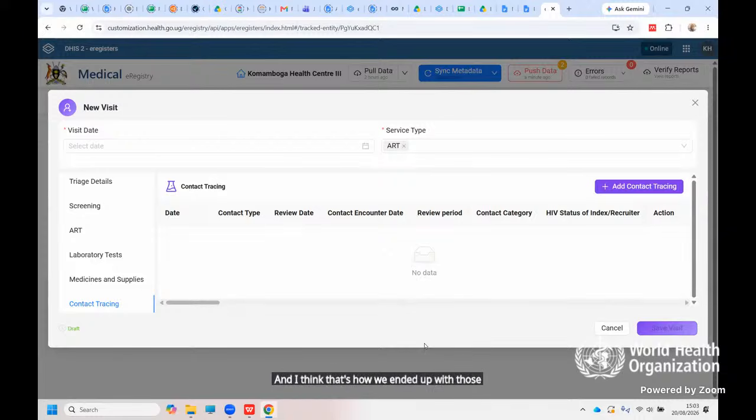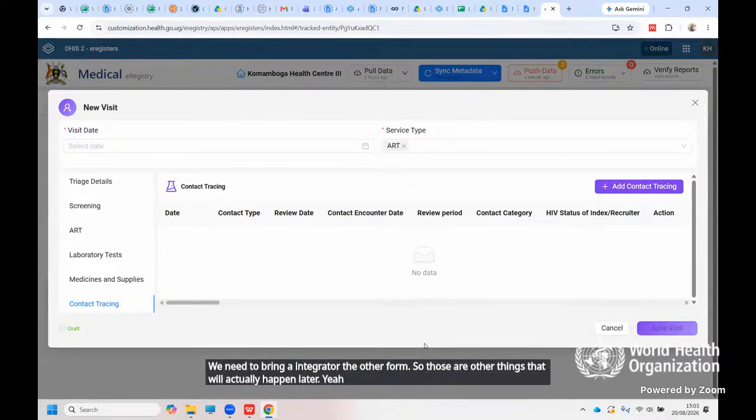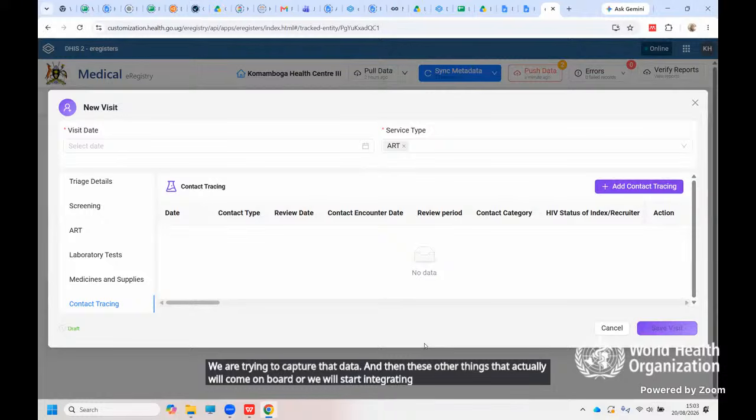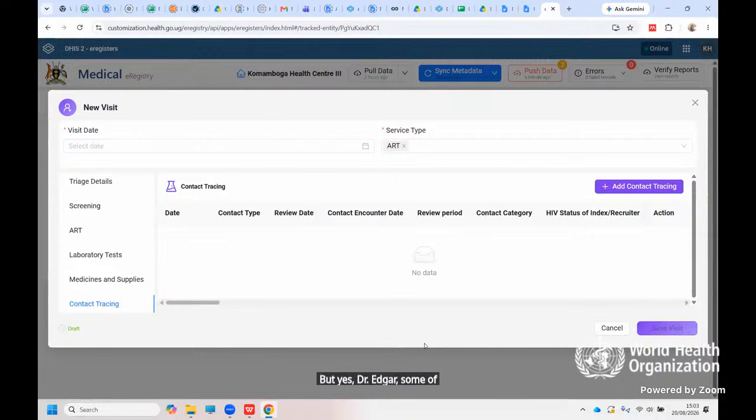Then the other one is the ICD. If someone dies, we need to integrate the other form. Those are things that will happen later. They are in the pipeline, but for now we are trying to capture the data, and then these other things will come on board, or we start integrating them as guided by the ministry. Dr. Edgar, some of these things are in progress and will be integrated at the right time.